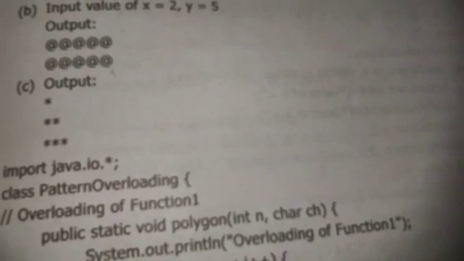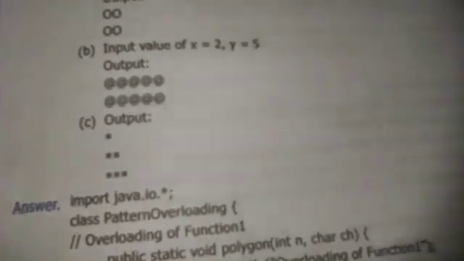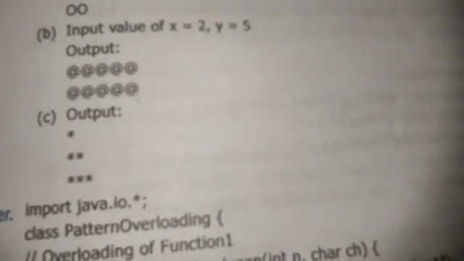Second, the input value of x is 2 and y is 5. So we are getting output like this, and we need to print the at-the-rate symbol. X is 2 means for rows, x is 2, and for columns, y is 5: 1, 2, 3, 4, 5. In the third one we need to print an asterisk, which you can see.